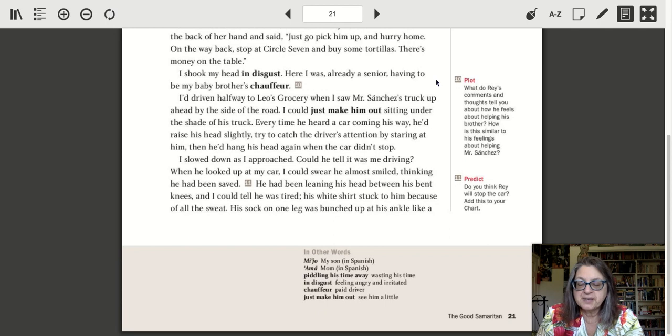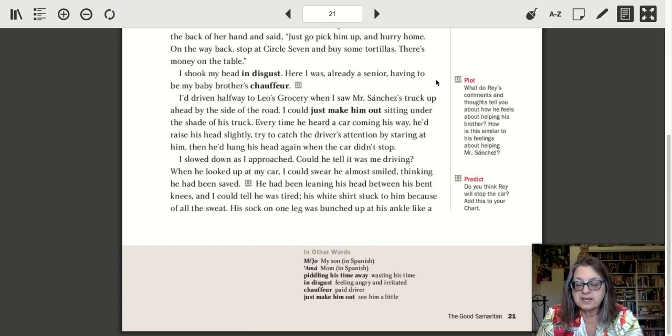I'd driven halfway to Leo's grocery when I saw Mr. Sanchez's truck up ahead by the side of the road. I could just make him out sitting under the shade of his truck. Every time he heard a car coming his way, he'd raise his head slightly, try to catch the driver's attention by staring at him. And then he'd hang his head again when the car didn't stop.